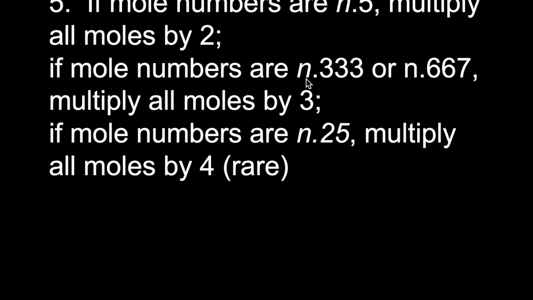Same thing with this. If you have some number 0.3 or some number 0.6 repeating here, if you multiply by 3, it turns it into a whole number or nearly into a whole number. And the same thing with this. If you have any number 0.25, when you multiply it by 4, it turns it into a whole number.